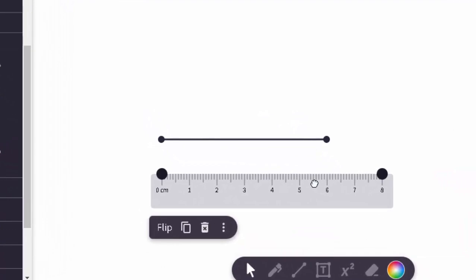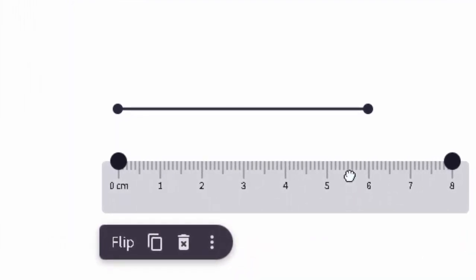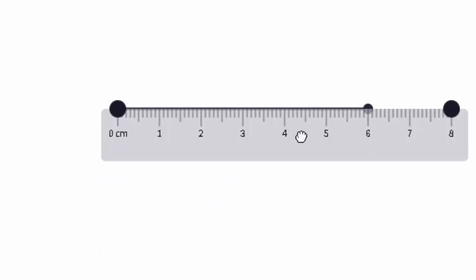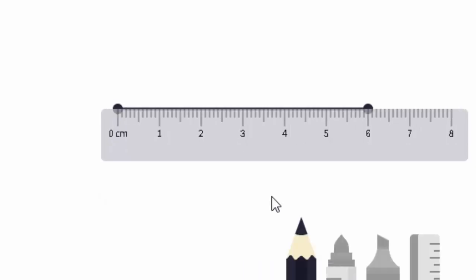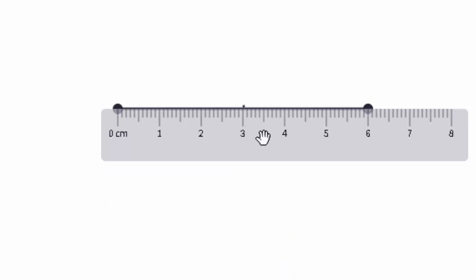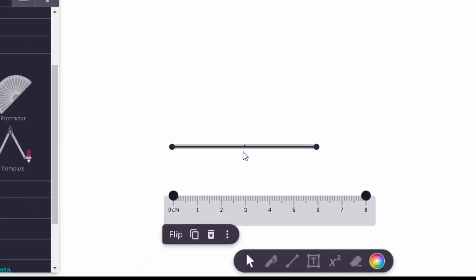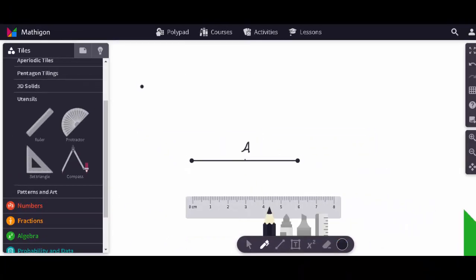So if we wanted to bisect, that means we want to cut it in half. If you're bisecting something, you're cutting it in half. For us, since it's 6 centimeters, halfway would be about right here, 3 centimeters. So I put a little dot there. Now I know that's the halfway point. So that point there, I'm going to call point A, and then I'll call this B and C. Point A bisects segment BC.